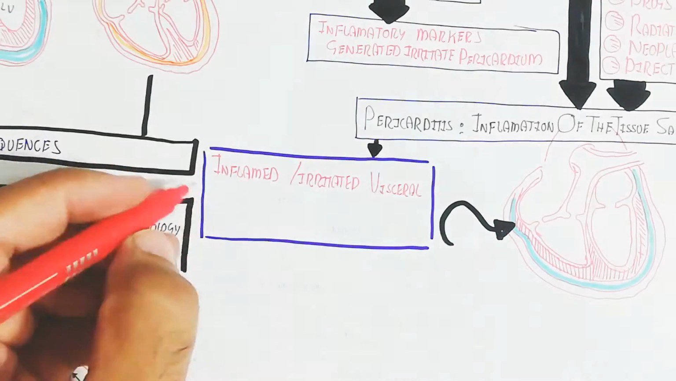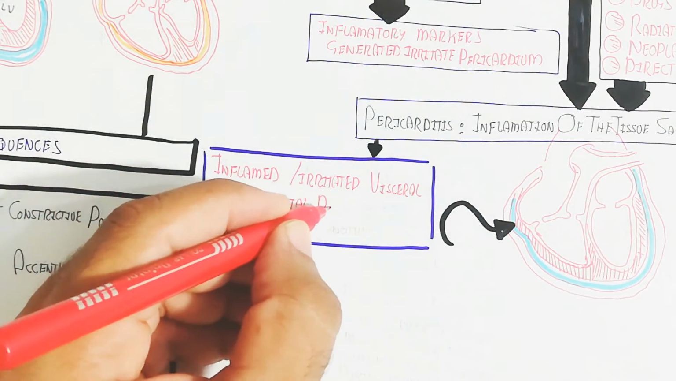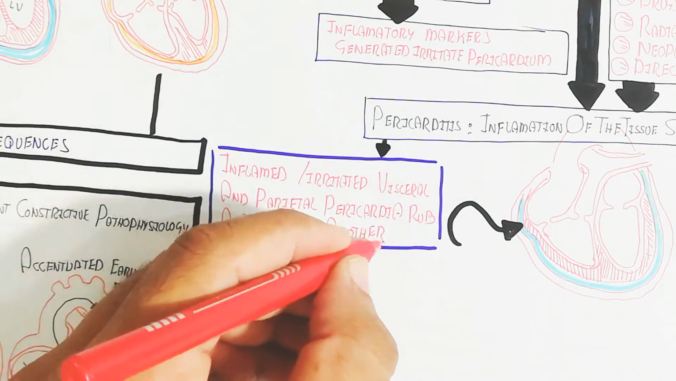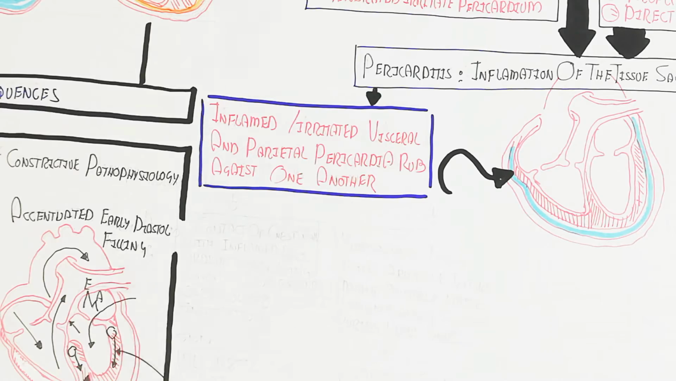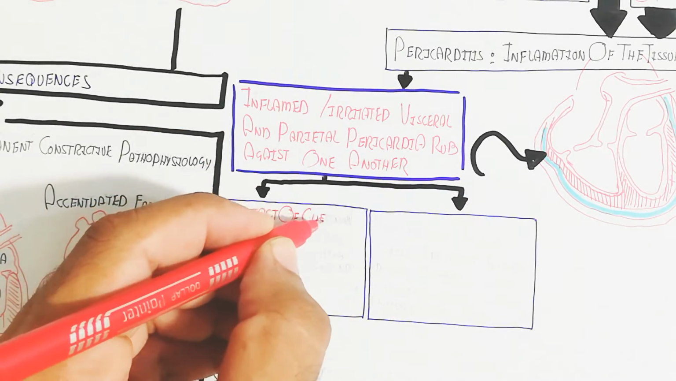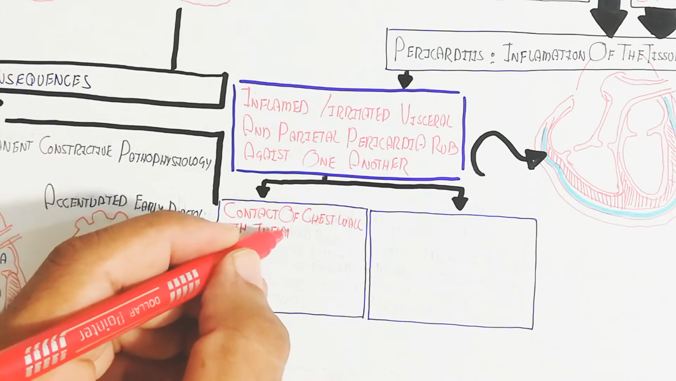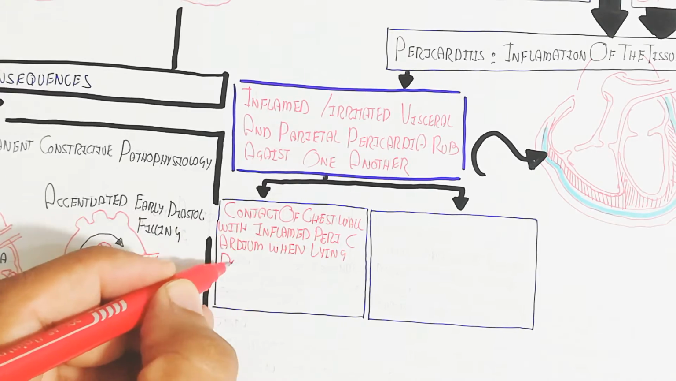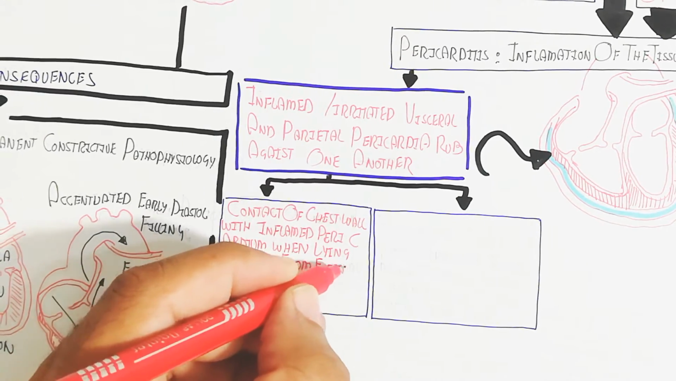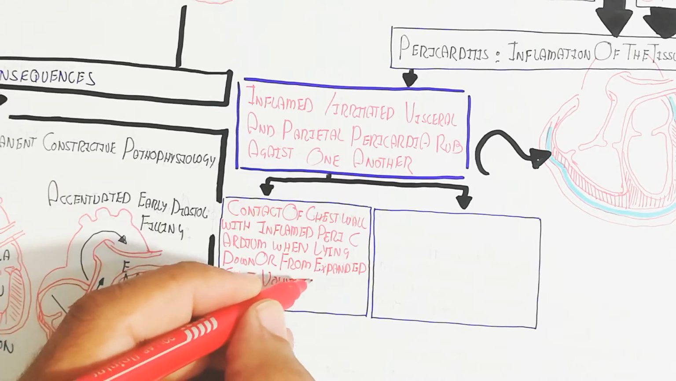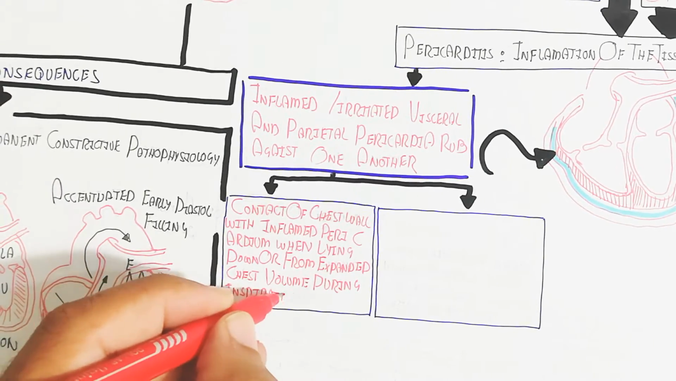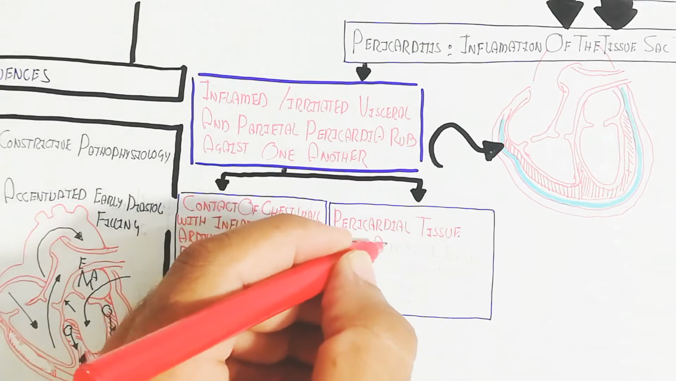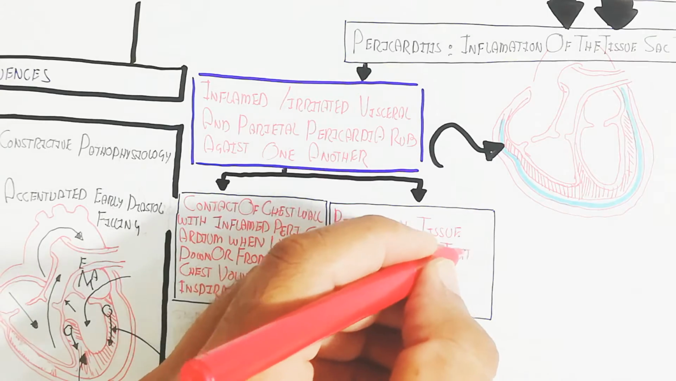In this way, the inflamed, irritated visceral and parietal pericardia rub against one another, which will cause pain. Basically, this is contact with the chest wall by the inflamed pericardium when lying down, or from expanded chest volume during inspiration. During inspiration the lungs dilate and their increased volume decreases the space of the heart, so the layers rub against each other and the friction increases.